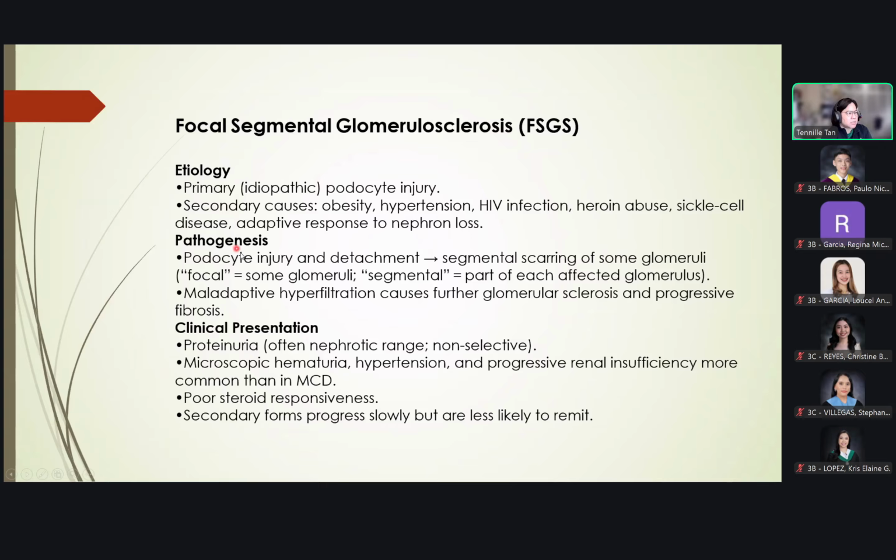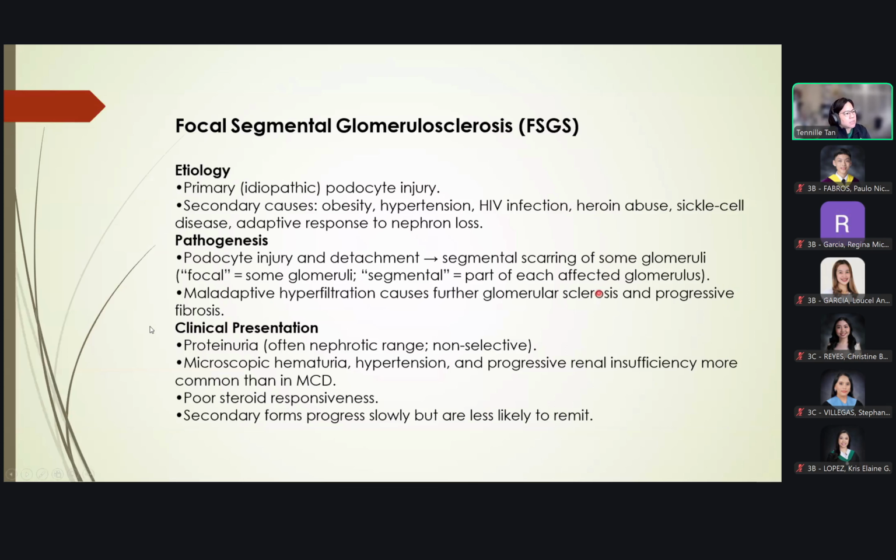So pathogenesis is that you have podocyte injury and detachment leading to segmental scarring of some of your glomeruli. So remember our words: if it's focal, it's some glomeruli; segmental is a part of each glomerulus. So you'll have maladaptive hyperfiltration that causes further glomerulosclerosis and progressive fibrosis.